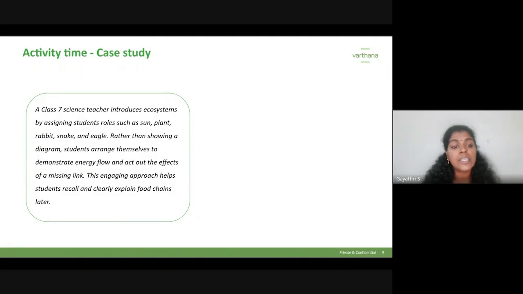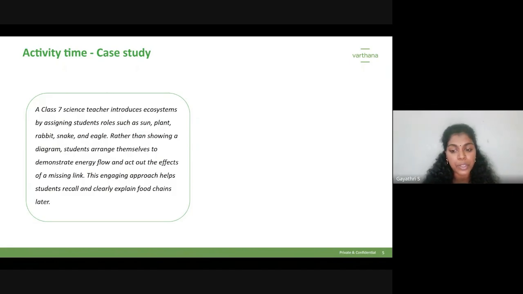You will ask the students to enact it, and you will help them to enact it. Throughout this activity you will also remove certain elements like plants. What happens when a plant is removed? What happens when a certain animal goes extinct, right? So this is how you are teaching the ecosystem in your classroom. And you observe students are really engaged, they're able to recall what is happening, and they're able to tell the food chain, and why each and every element in the food chain is important.